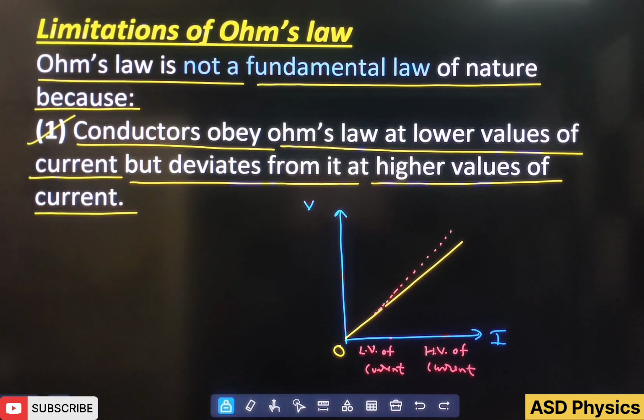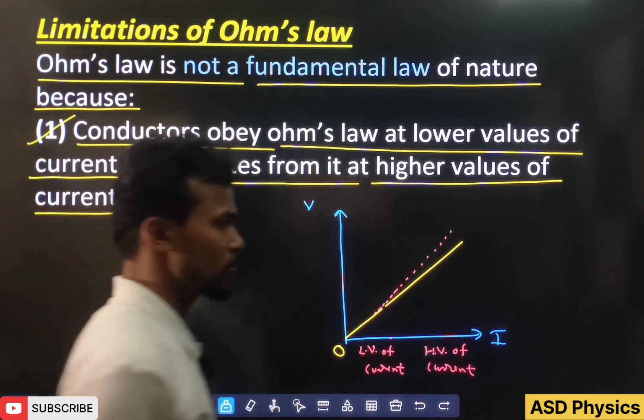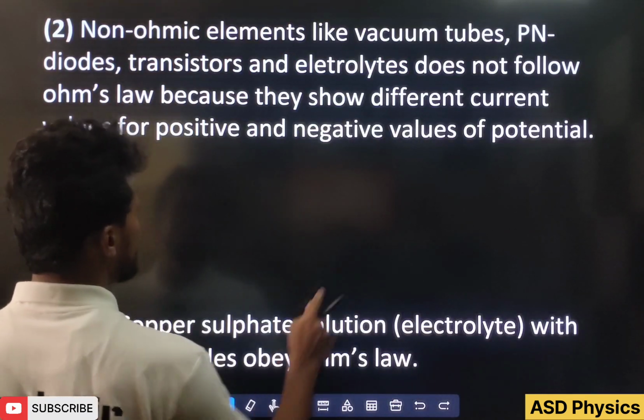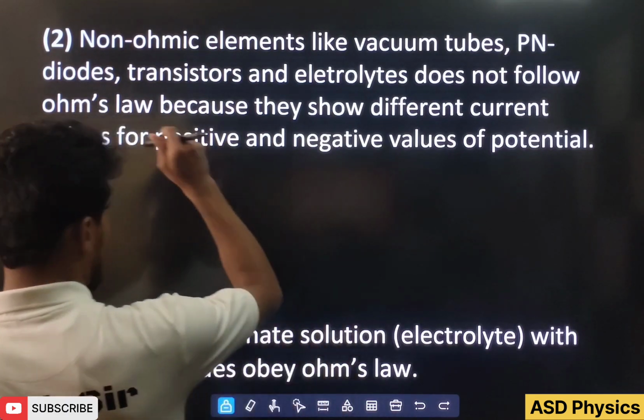Very well. Now this is the first limitation: at lower values of current it is following, but at higher values of current it is not following, in a practical situation. Second one, what is happening here? Kindly see very well. Second one, so what is there?